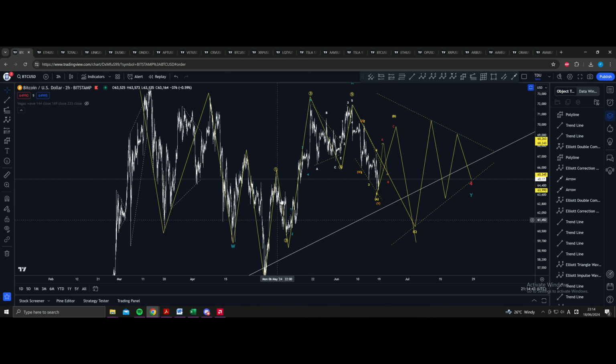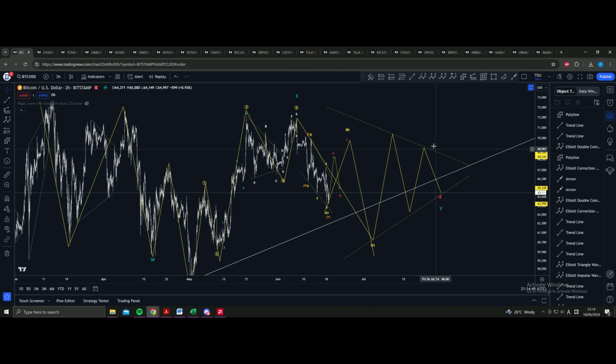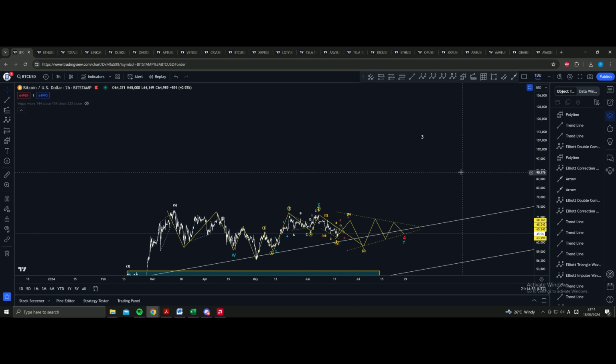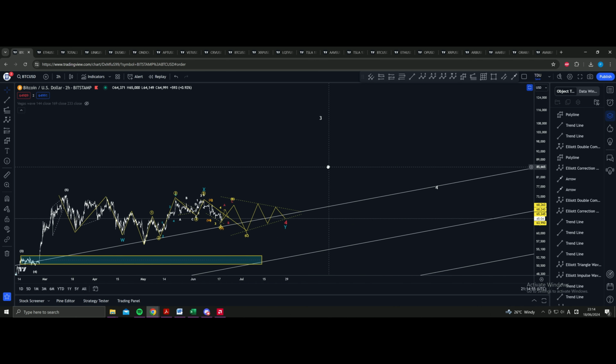However, if this is just a wave 1 and we have a simple corrective ABC for 2, I could continue keeping my primary that we're just working on a macro wave 3, and then the 4 will come after.